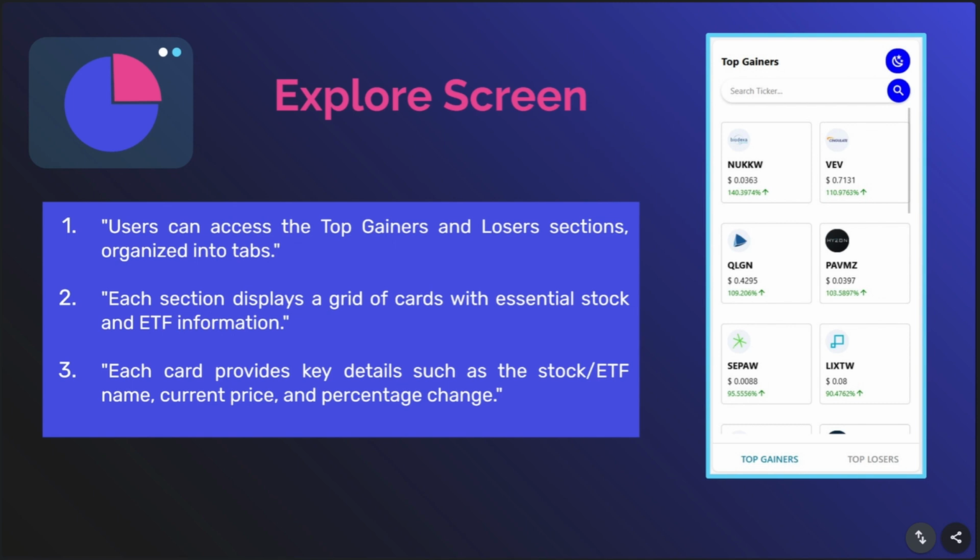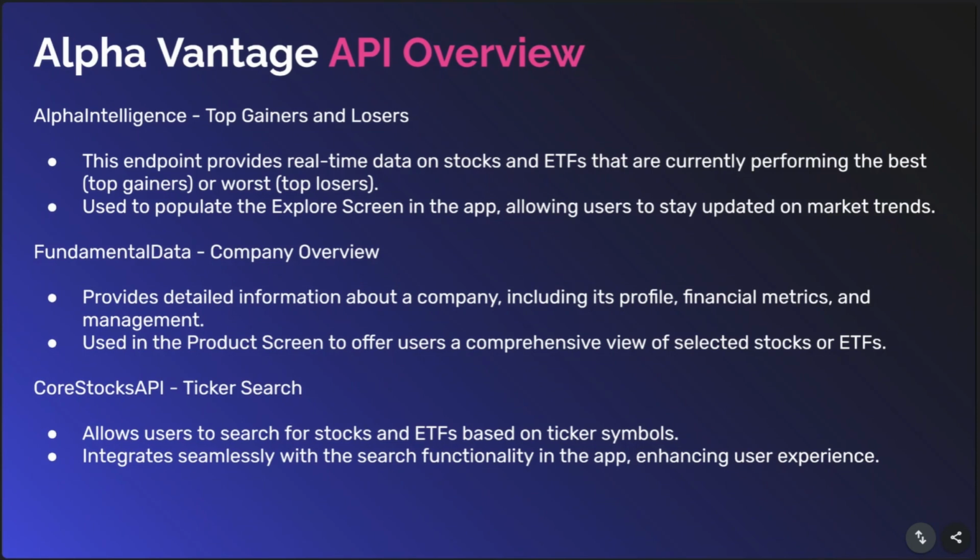In the explore screen, the user can access the top gainers and losers section. Basically, this is organized into two tabs, and on the bottom you have a navigation of top gainers and top losers. Each section displays a grid of cards with essential stock and ETF information, and each card provides key details such as the stock or ETF name, current price, and percentage change. So basically, you can navigate, and it's completely dynamic. So when you are rendering, you get all these cards populated there.